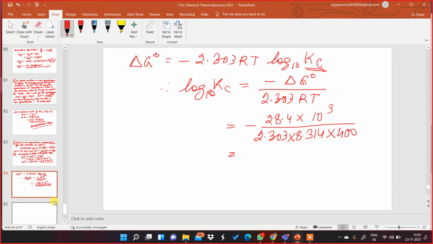Okay. So we're getting log to the base 10 Kc. If you simplify this, you will get a minus value there.